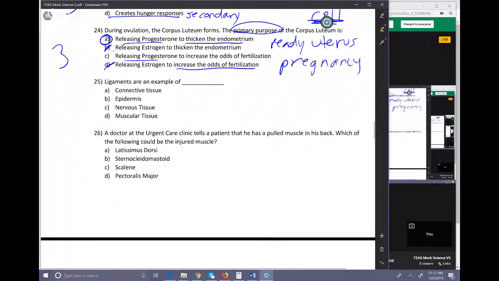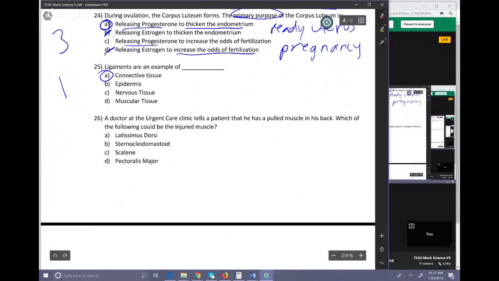25, ligaments are an example of connective tissue. That's from Anatomy 1. 26, a doctor at the urgent care clinic tells a patient he pulled a muscle in his back, which could be the muscle. It could be A.